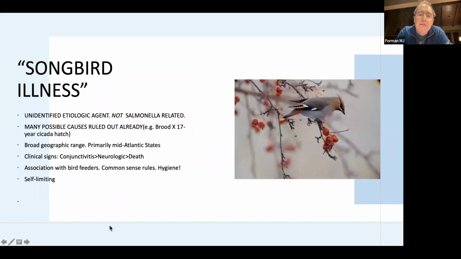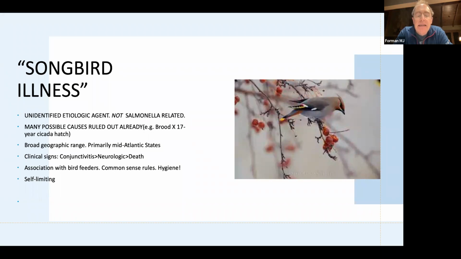So not to make things more confusing than they have to be, but of course, a lot of times in medicine that happens invariably. Songbird fever is different than songbird illness. Songbird illness is not related to salmonella at all. With songbird fever, we know that's due to salmonella. We don't know what causes songbird illness. We do know what it's not caused by. A lot of the researchers have tried to rule out what the cause is, and we've tried to rule things in, but at the same time, by diagnosis of exclusion, we're ruling things out.